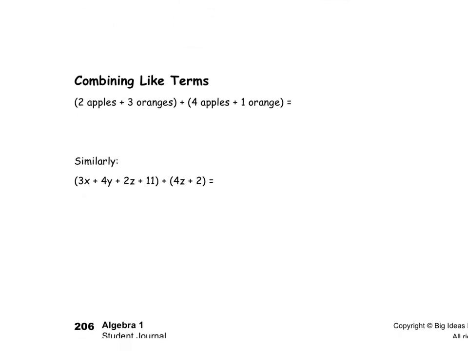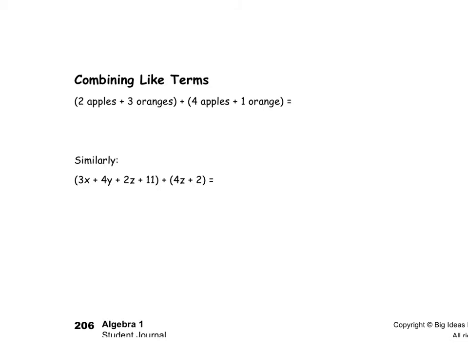Okay, so just a quick recap on combining like terms. Remember that when we are combining like terms, we always want to make sure that we are looking for two things: the same variable and the same exponent.